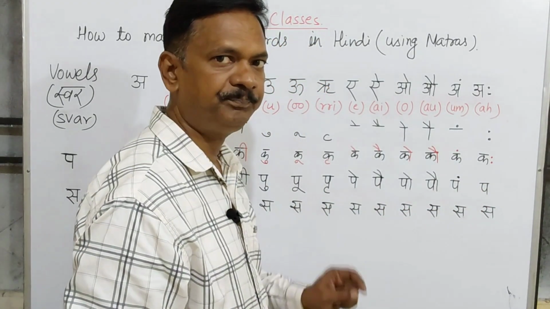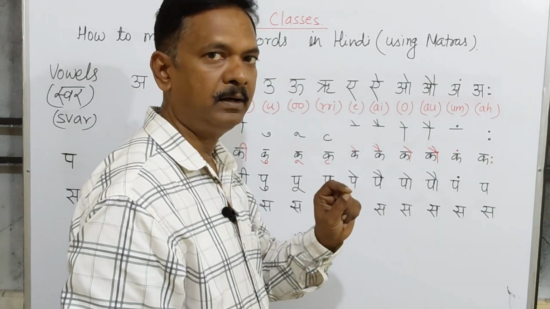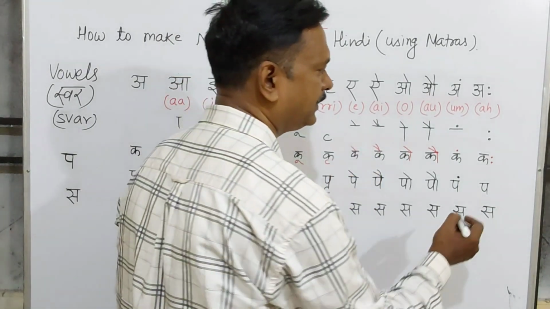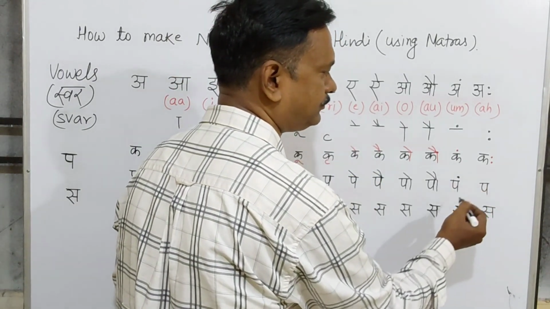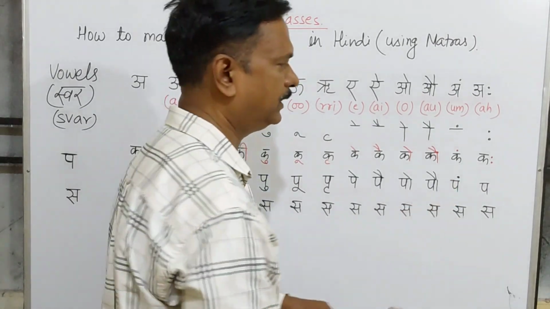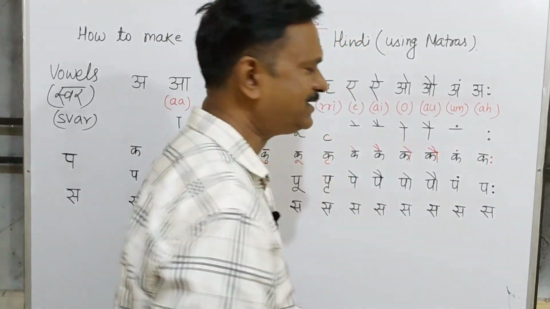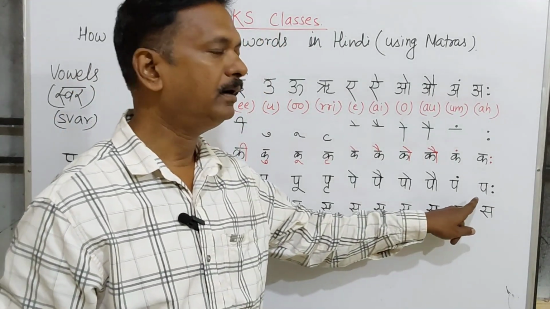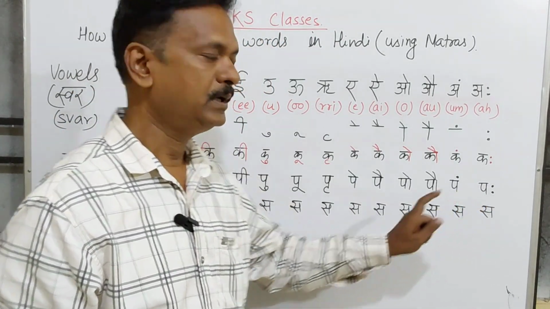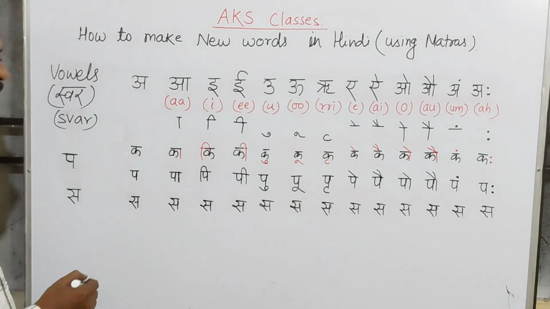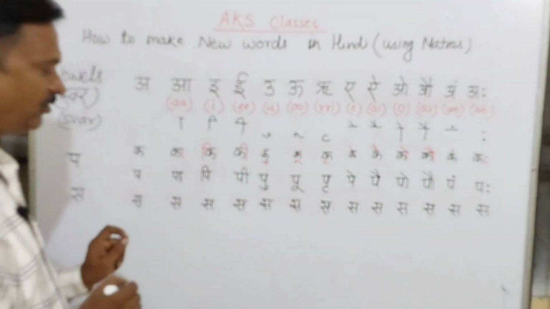If one dot is there, it becomes pam. And these two dots make it as pah. In the same way, we can practice it with the sa consonant.